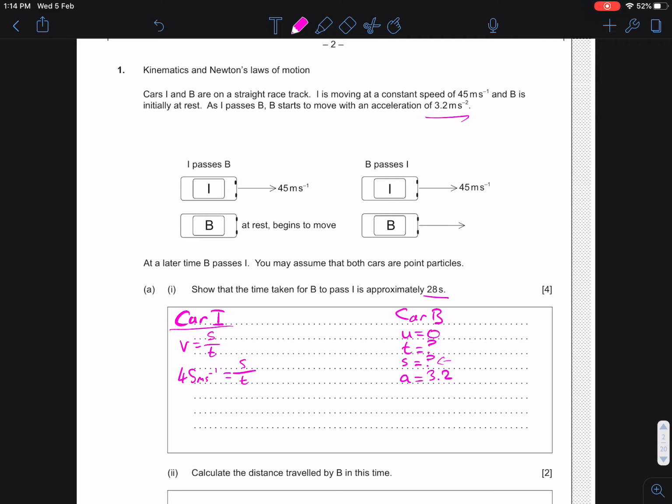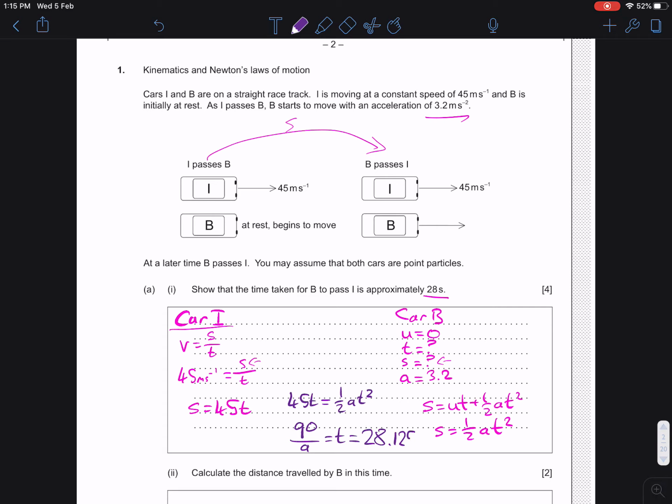The distance here and the distance here must be the same because when they pass each other, they've each moved from here to here. So the distance must be the same, so we can equate that. So here we have s equals 45t, and over here we have s equals ut plus a half at squared. But u is 0, so s equals a half at squared. If we merge those together, then we get 45t equals a half at squared. And solving that for t, we get 90 divided by a equals t. And it gives you a t of 28.125 seconds, which is basically 28 seconds, which is what you're trying to prove.